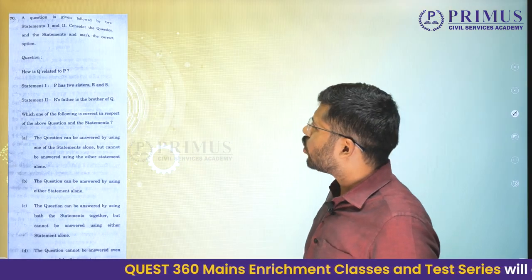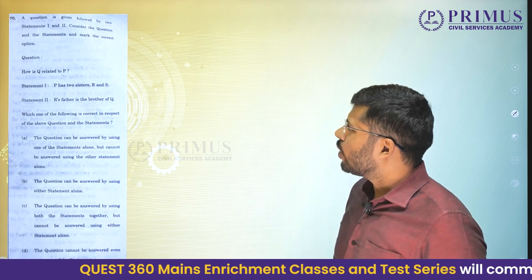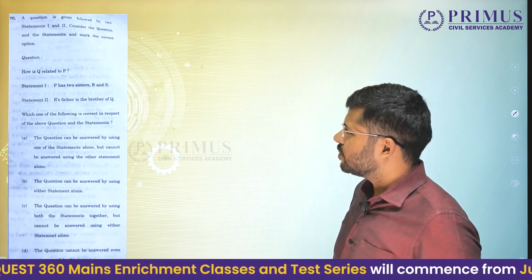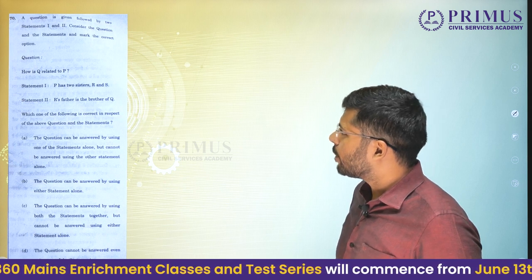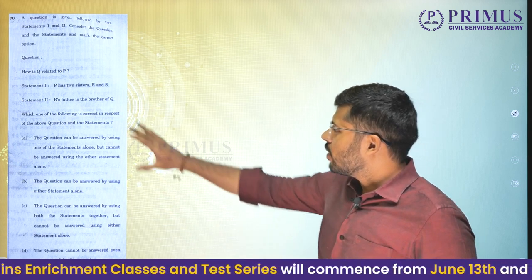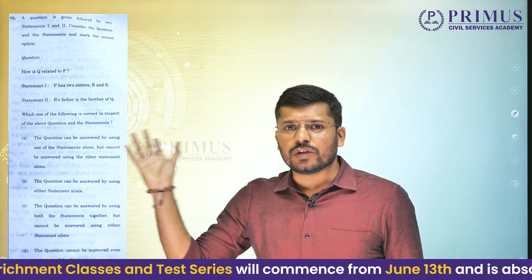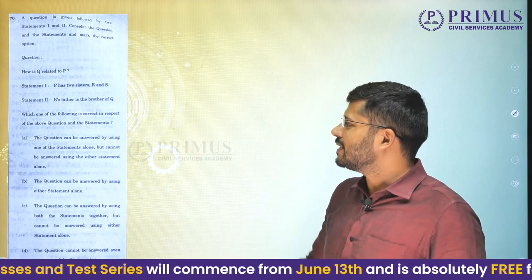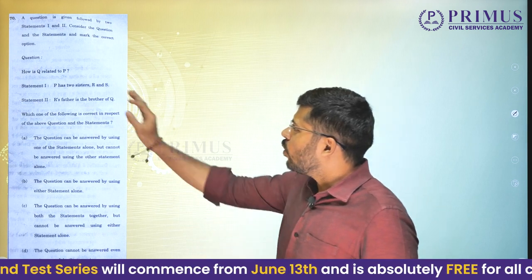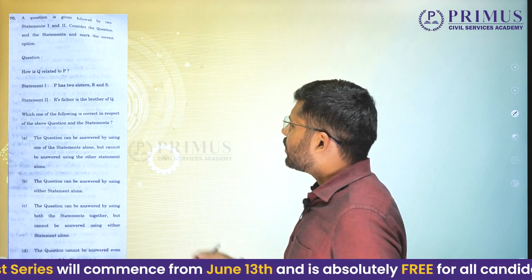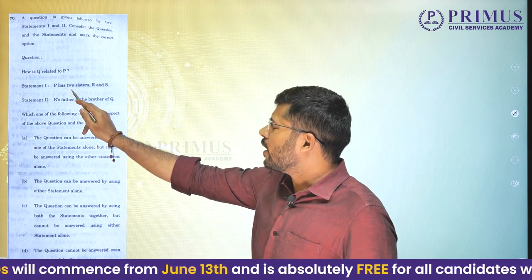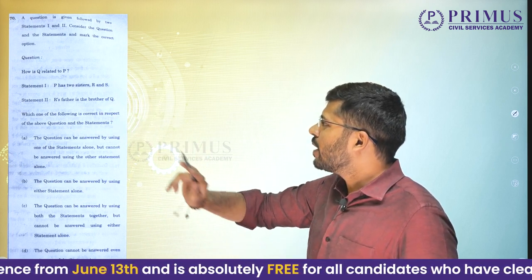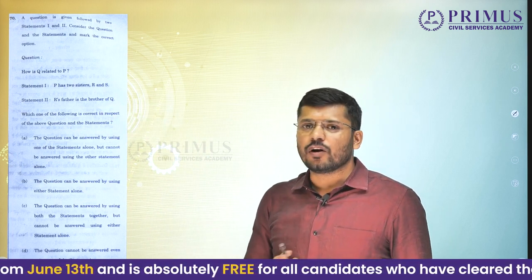A question is given followed by 2 statements, 1 and 2. Consider the question and statements and mark the correct option. How is Q related to P? Okay, this is question number 70. If it is not visible on the screen, take a look at the question paper, version A. They have given us 2 statements. Statement 1, P has 2 sisters, R and S. Statement 2, R's father is the brother of Q.